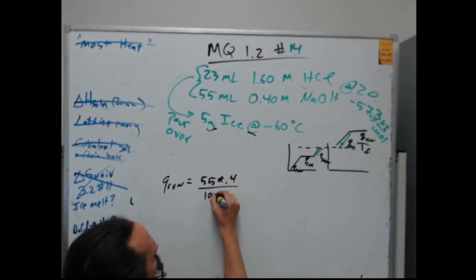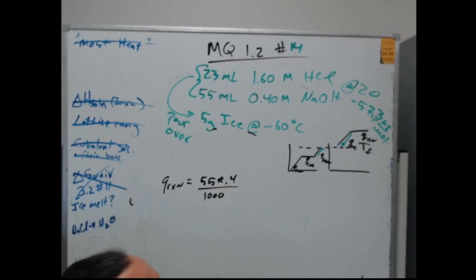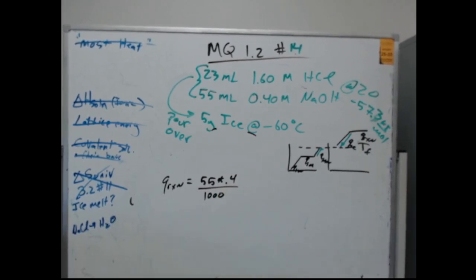So we're going to have 55 times 0.4. Do we need to write out the reaction to see if it's 1 to 1 or not? We should if we can't already tell. I already can tell that sodium hydroxide with HCl is a 1-to-1 mole ratio. But if you can't tell that by looking at it, you should definitely write down the balanced reaction. The reason I know HCl plus NaOH is 1-to-1 is it's one of our most common strong acid, strong base reactions.